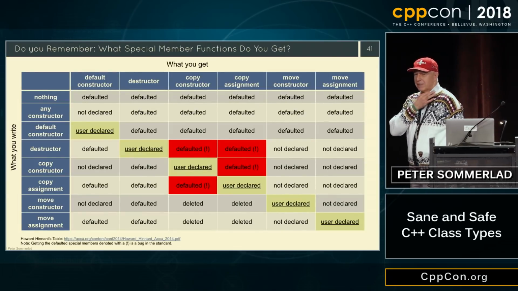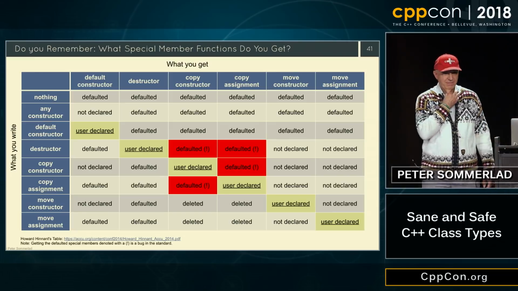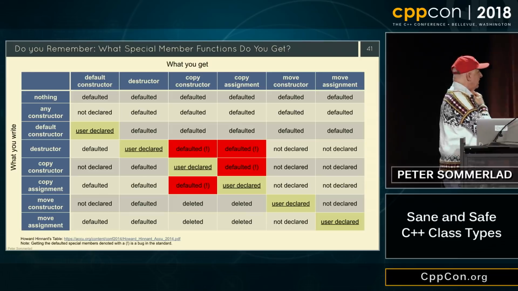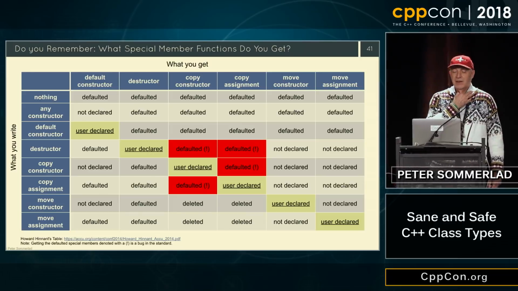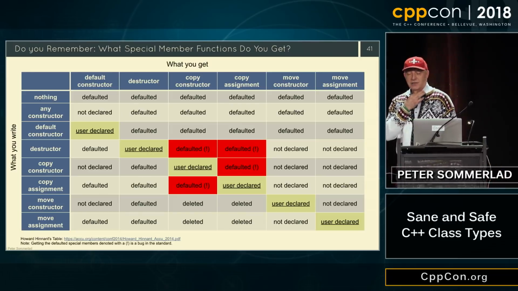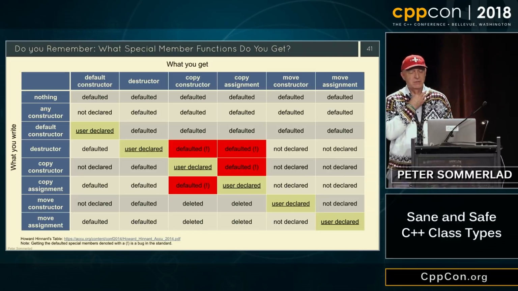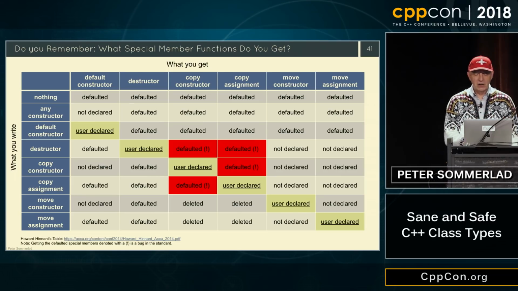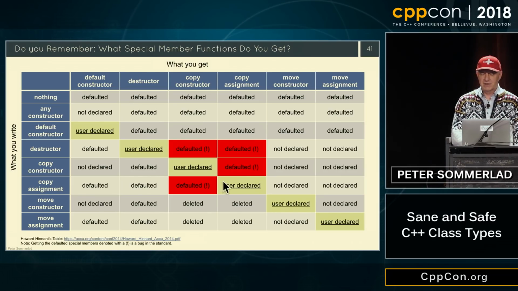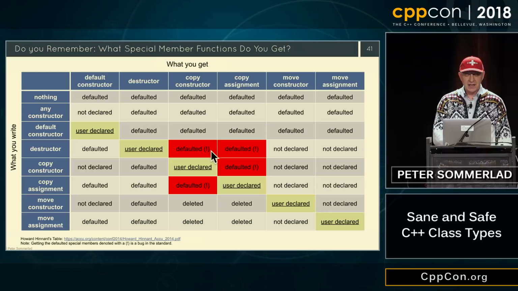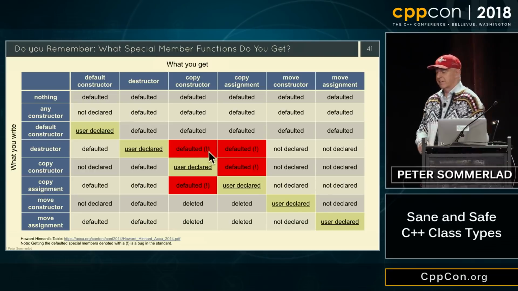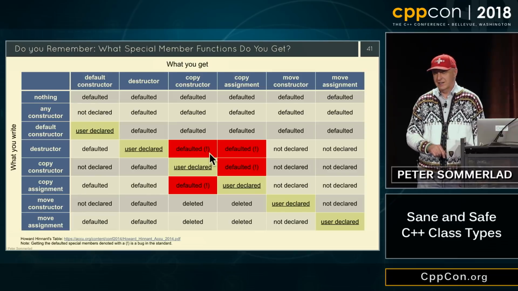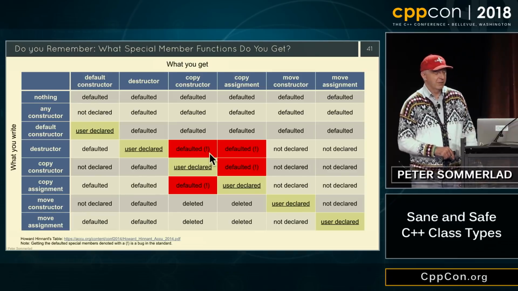That table is something you should memorize, or at least know that it exists and know where to find it, produced by Howard Hinnant, showing you what you get when you define one of these special member functions or nothing. And there are a few holes for backward compatibility. The red ones: if you define a destructor, your objects are still copyable. And you get a defaulted copy mechanism for that.